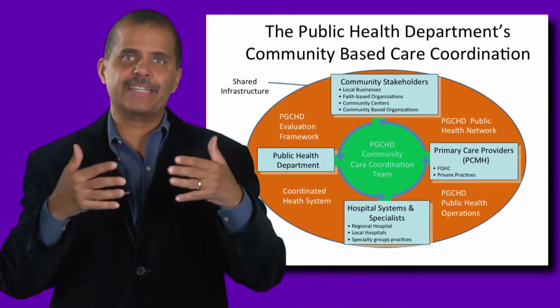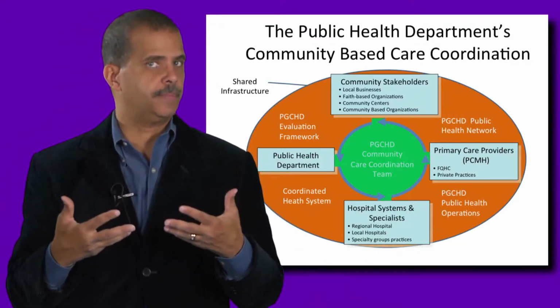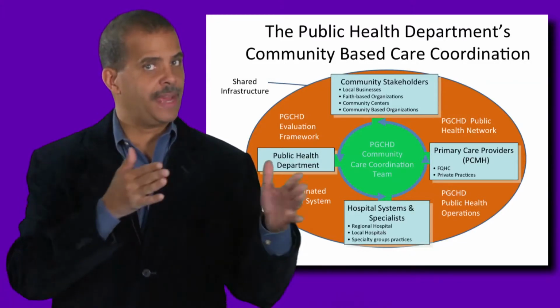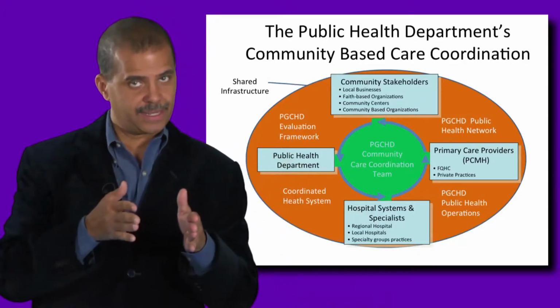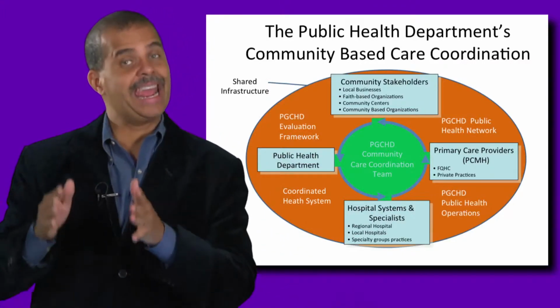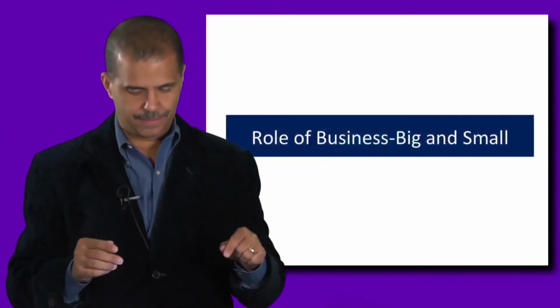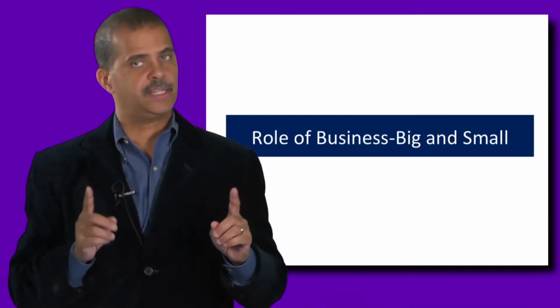What they have begun to do is look at community stakeholders, primary care providers, hospitals and health systems, as well as the public health department. So what they're seeking to do is really develop a partnership that focuses on that care continuum. So we have wellness, we have at risk, we have chronic, and we also have complex. What's the role of business, big and small?